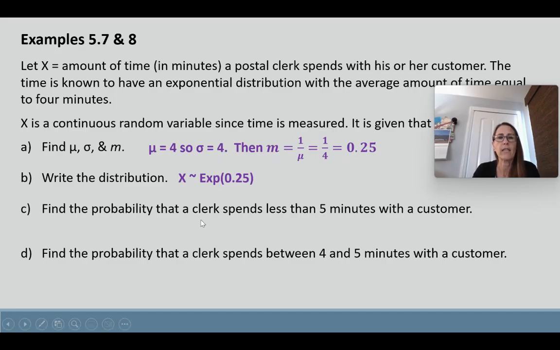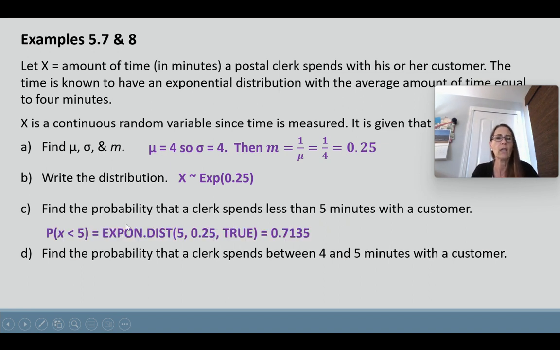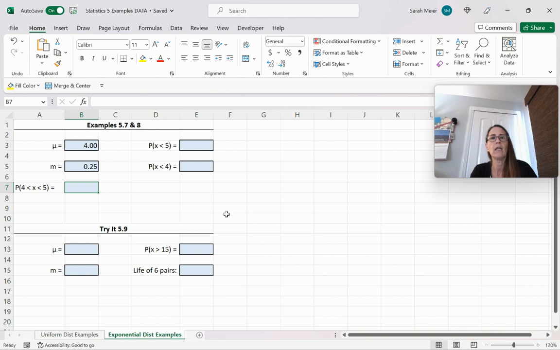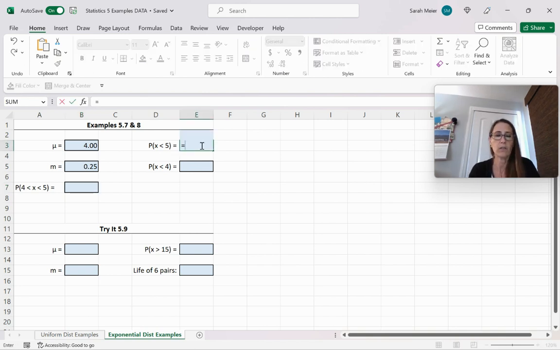So find the probability that a clerk spends less than 5 minutes with a customer. So that is P(x < 5). We're going to type in this command in Excel with the number 5, our m value, or lambda as Excel calls it, and true because it's a less than problem. So here we're going to do equals expon, and then it starts to show up.